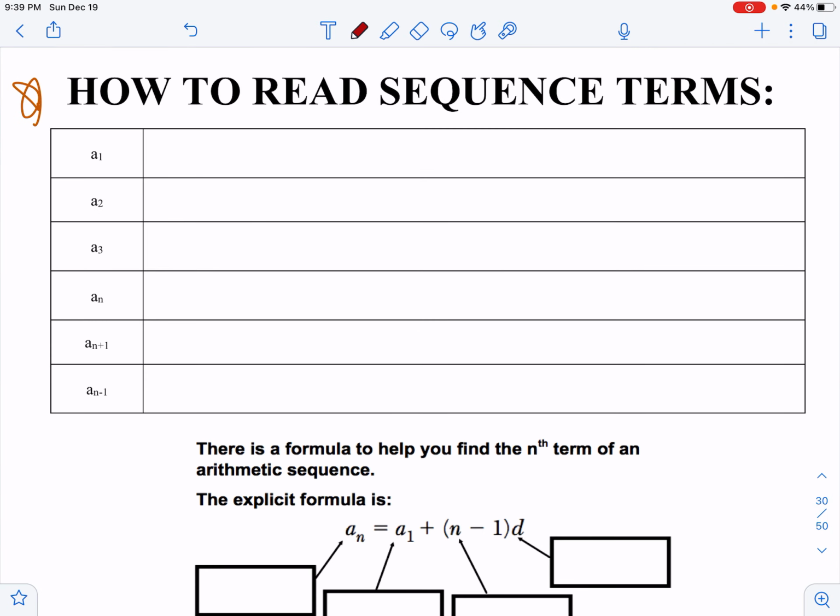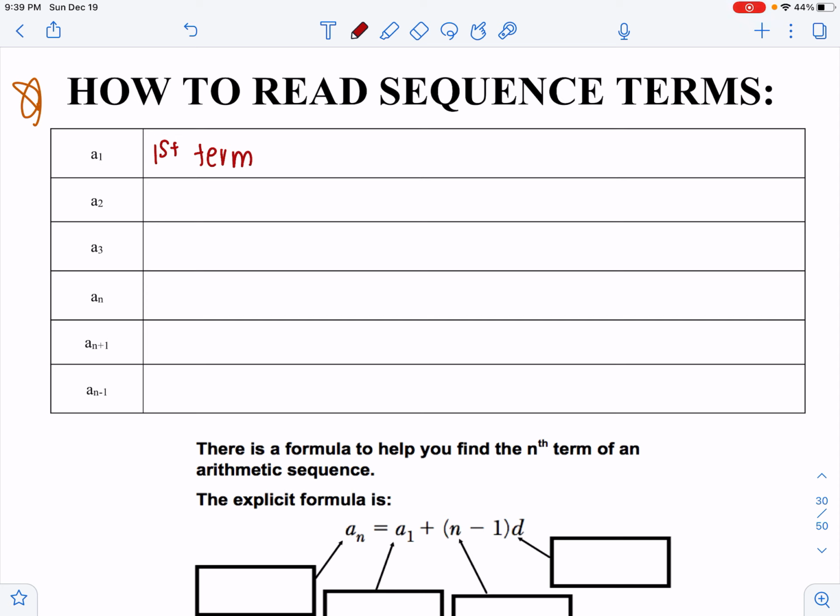So we have little numbers on the bottom, and these are not operations. I know sometimes we're used to seeing an exponent, like a squared, and that means to do something, right? But with the little number on the bottom, it doesn't mean any sort of operation. It's just a way for us to read it. So A with the little 1 on the bottom means our first term. Okay, so in a pattern, A with the little 1 on the bottom is that first number in our pattern.